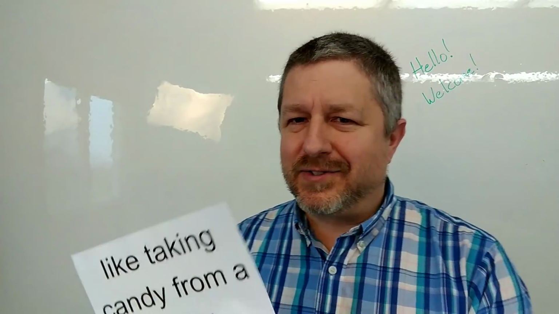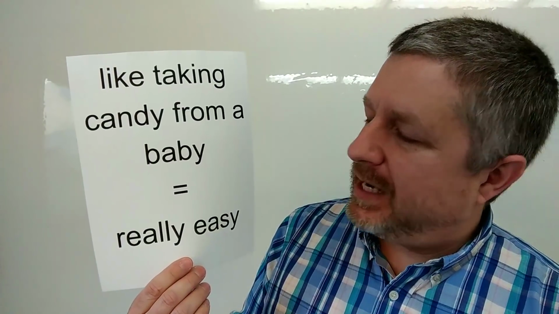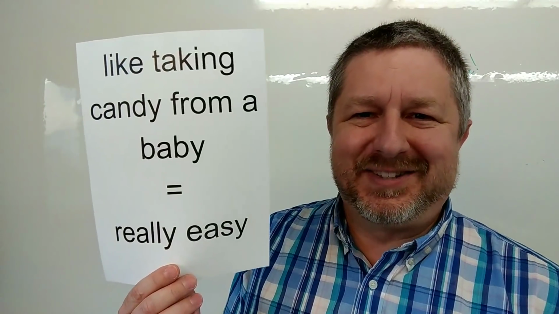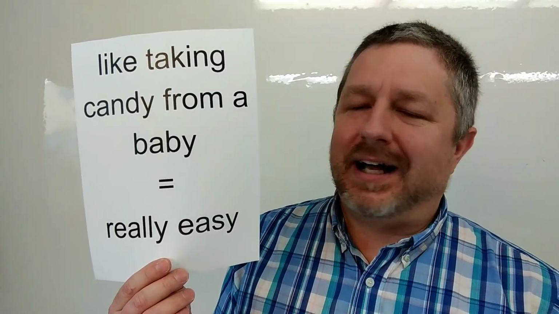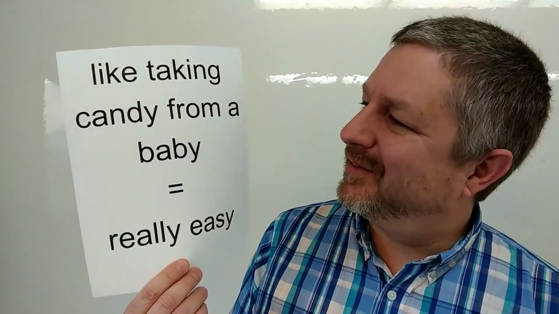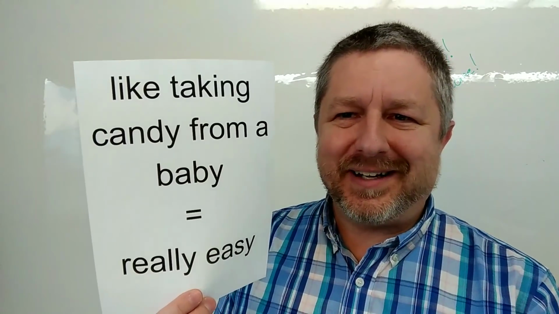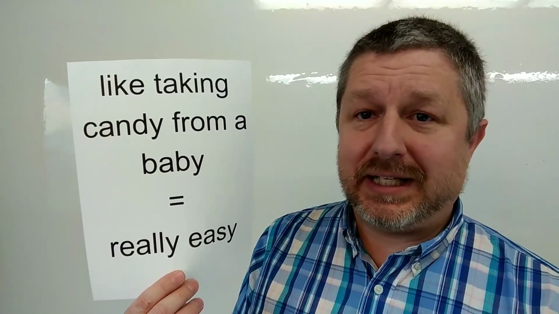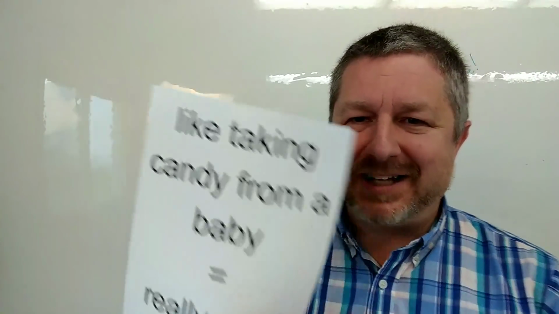And then this one's kind of strange. We're almost done. Like taking candy from a baby. We use that to describe something that's really easy. So let's say, for me, it's really easy to talk. I like talking. You can say, for me, it's like taking candy from a baby, because I know none of you have ever done this, but if you take candy from a baby, it's really easy. You know, the baby can't defend themselves. But when we do something that's really easy, we say it's like taking candy from a baby.